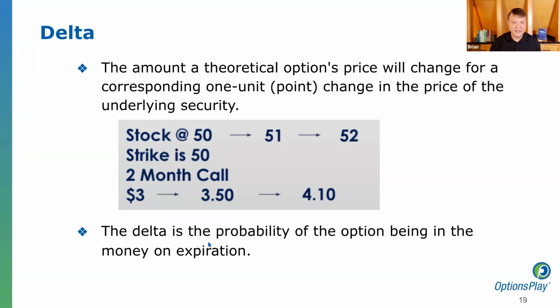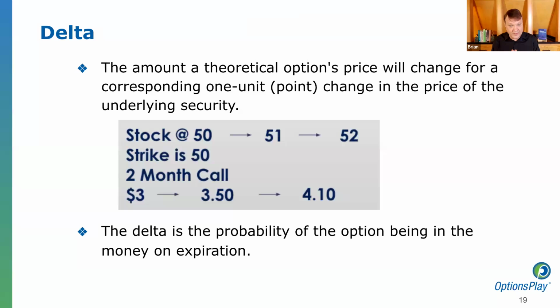Okay, so delta is the probability of the option being in the money on expiration. Say it once again slower. Delta is the probability of your option being in the money on expiration. All right, stock is 50, strike is 50. What's the probability of the option being in the money when the stock is 50 and the strike is 50? It's 50-50, right? If it ticks up, it's in. If it ticks down, it's out.